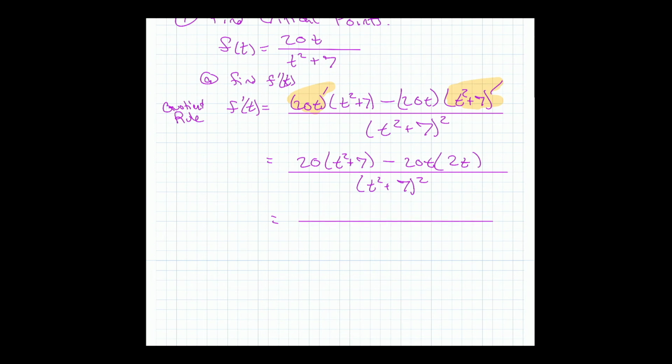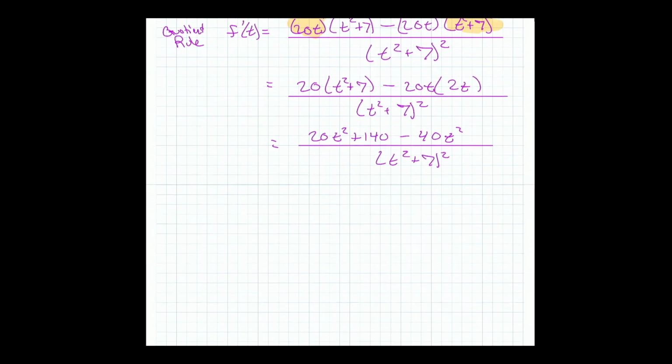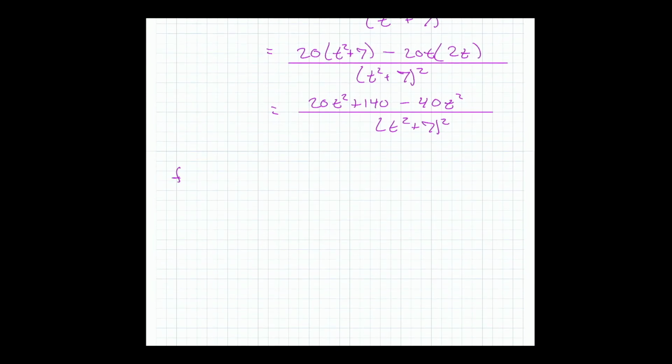So multiply it out on top. We have 20t squared plus 140 minus 40t squared over t squared plus 7 squared. One more step. So f prime of t now is, we can add up the 20t squared and the negative 40t squared, and we get negative 20t squared plus 140 over t squared plus 7 squared. There's my derivative. We did it.